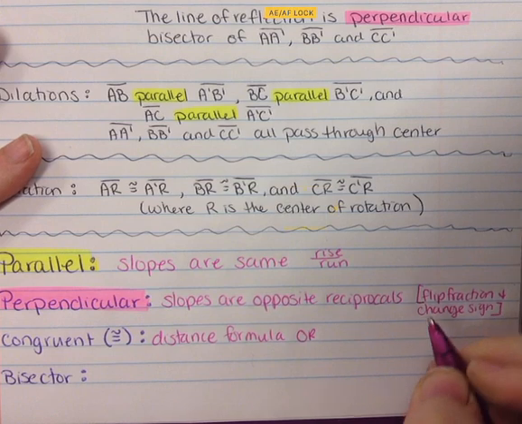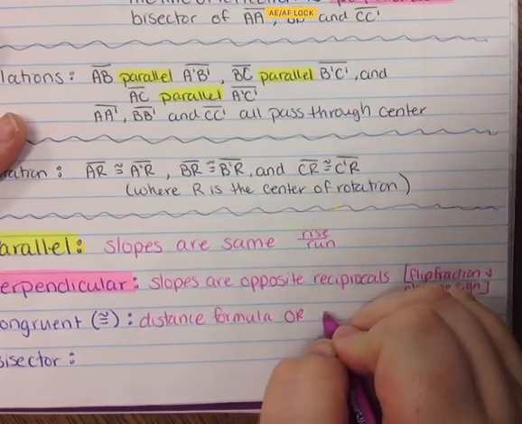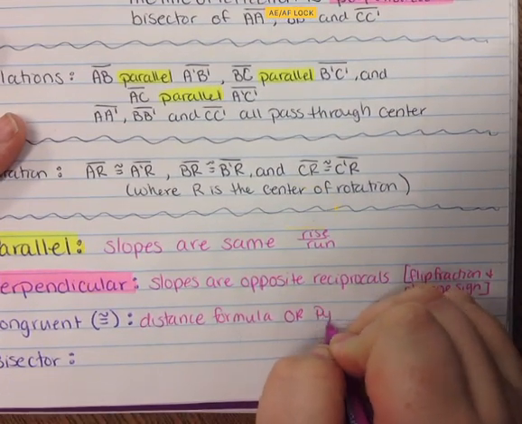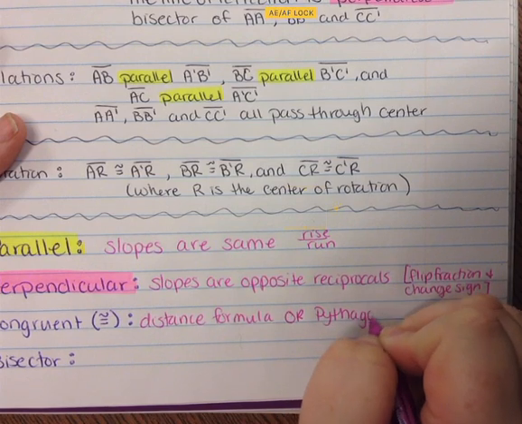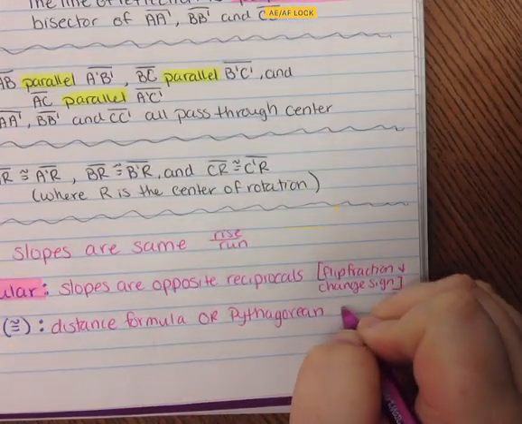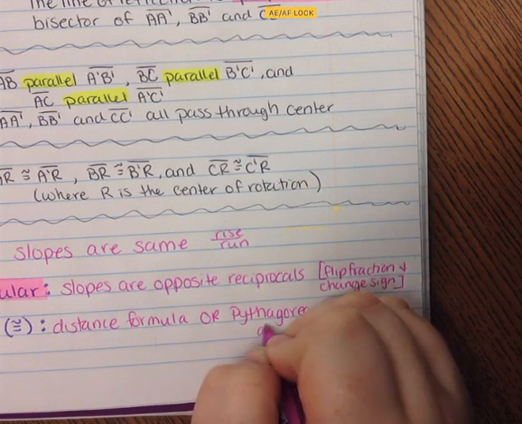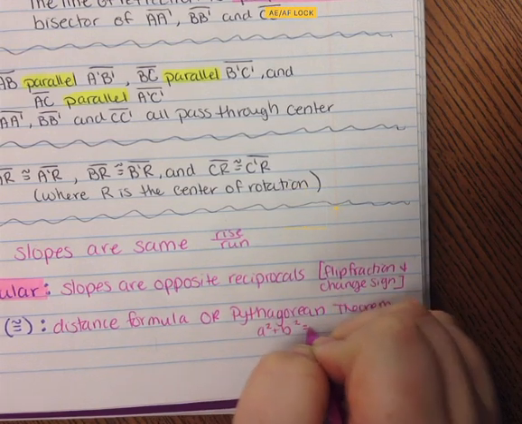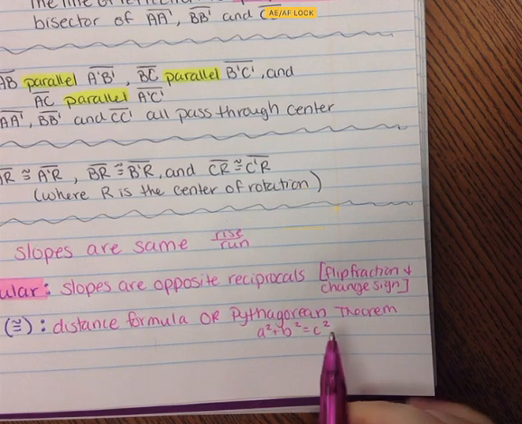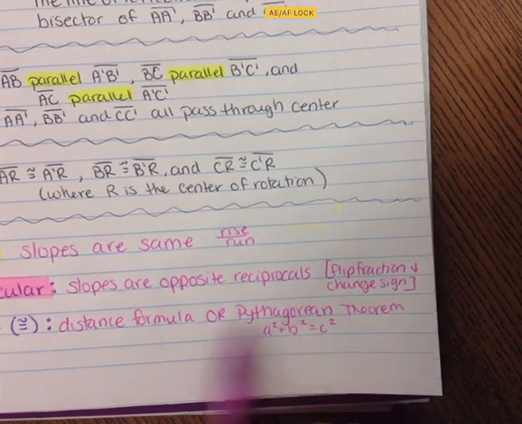Or you can make right triangles and use the Pythagorean theorem, which is a squared plus b squared equals c squared, which means you will have to take the square root to be able to do it.